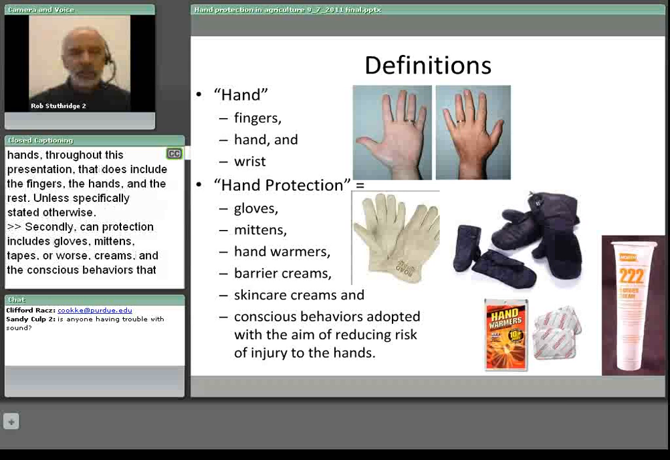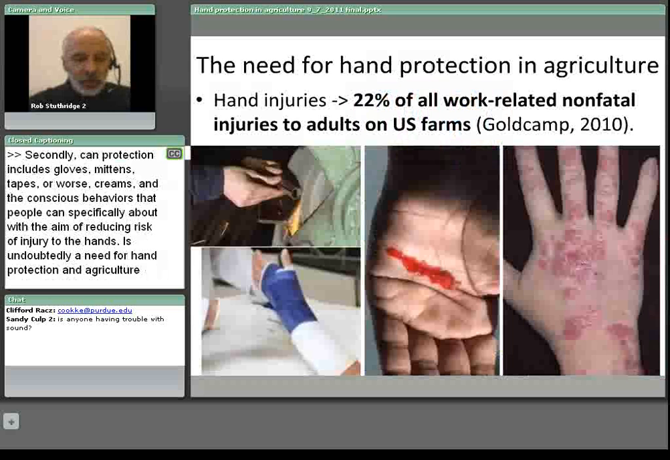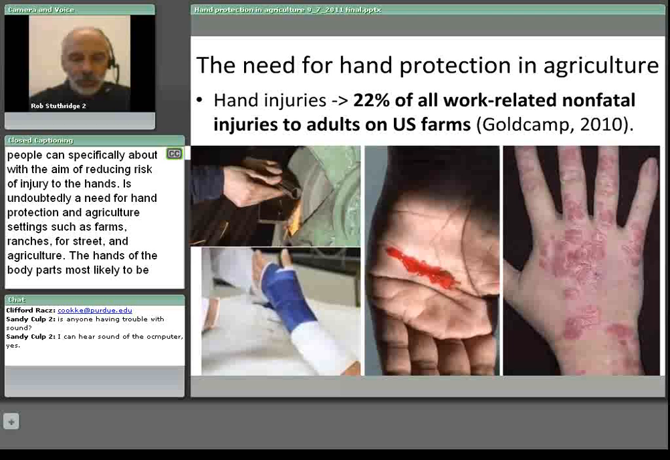There's undoubtedly a need for hand protection in agricultural settings such as farms, ranches, forestry, and aquaculture, because the hands are the body parts most likely to be injured at work from all causes, accounting for about 22% of all work-related non-fatal injuries to adults on US farms.